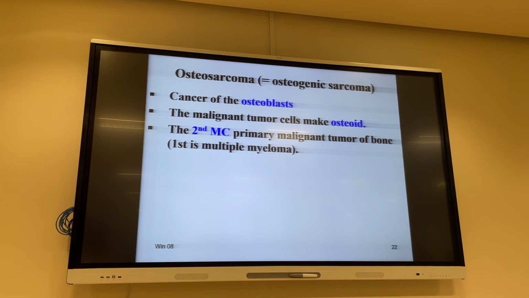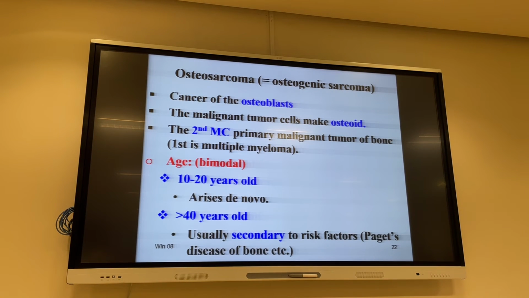Now still, the bone that is forming too fast does not have enough time for the dual action of the osteoblast and the osteoclast. As a result of that, it's still weak and will result in pathological fracture. It is the second most common malignant tumor arising in the bone. Why? Because multiple myeloma is going to be number one.